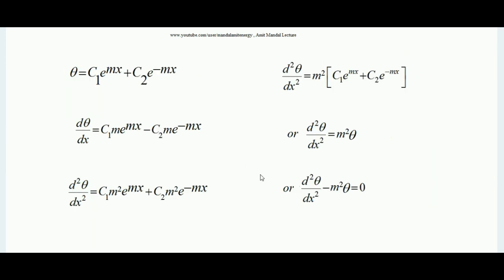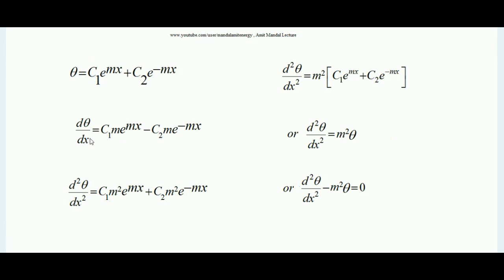Now before doing the mathematical analysis we have to learn a small piece of mathematics. Suppose there is a function, arbitrarily chosen, theta equals c1 e to the power mx plus c2 e to the power minus mx. Here c1 and c2 are constants, x is a variable, and theta is also a variable, depending on x only, because m, c1 and c2 are constants.